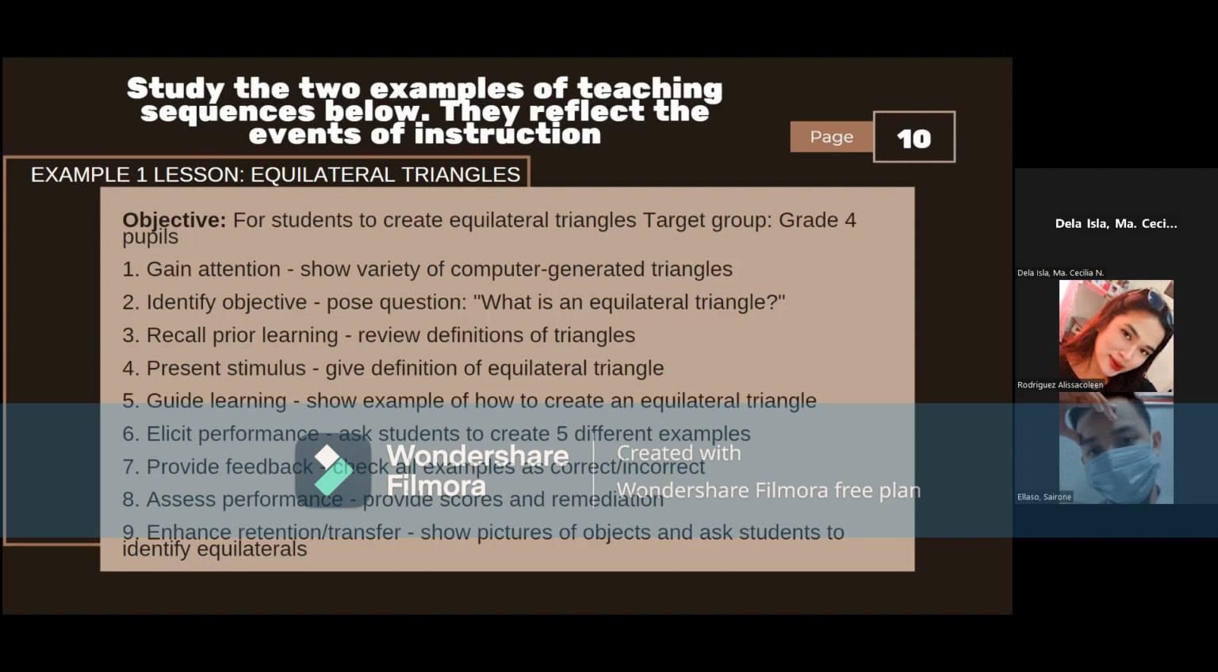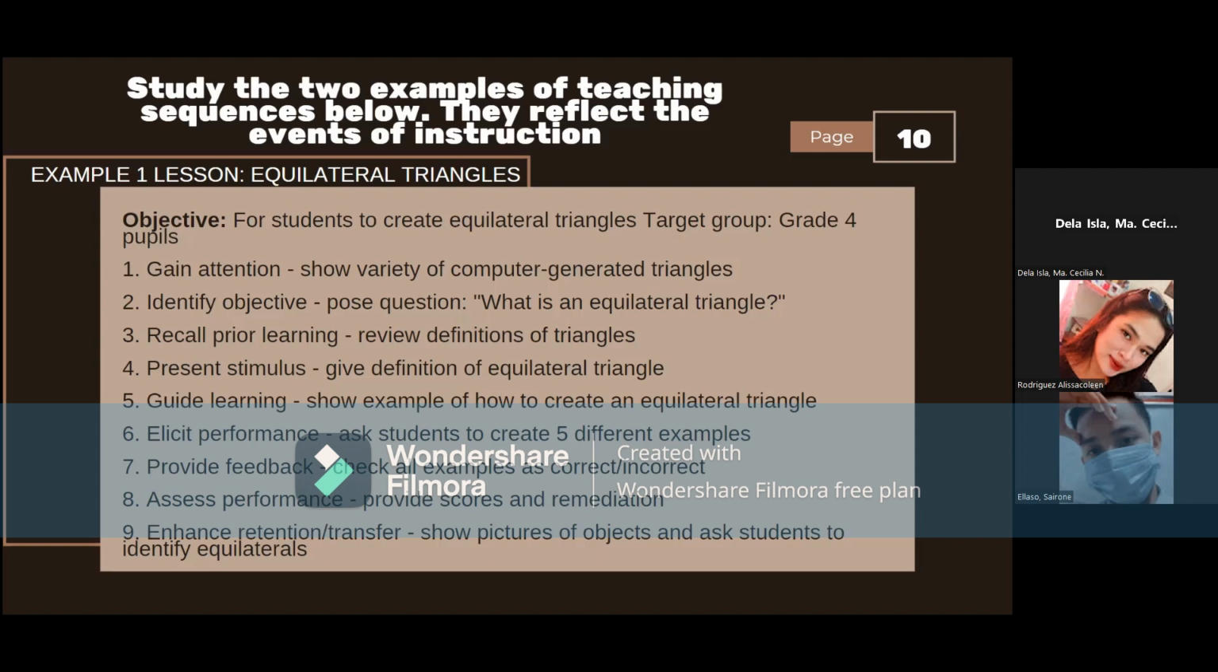Check all examples as correct or incorrect. So here, ma-identify na ng teacher kung natuto ba talaga, no? From the previous steps, no? Yung sa discussion. And kung hindi natuto, ano yung gagawin? Yun yung tinatawag na remediation. So after that is assess performance.